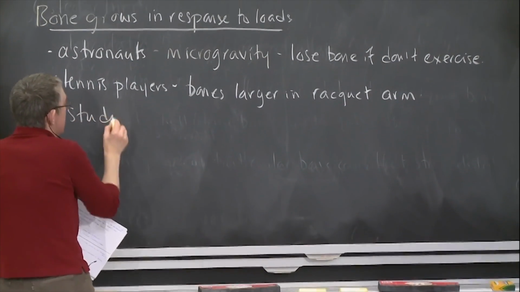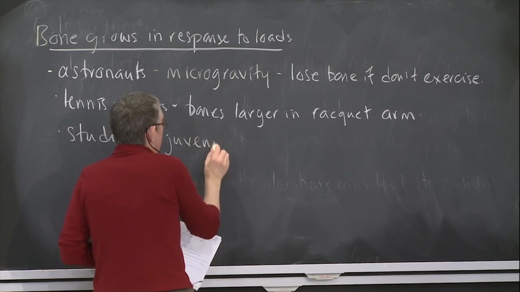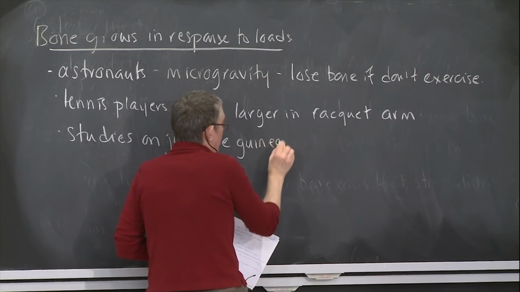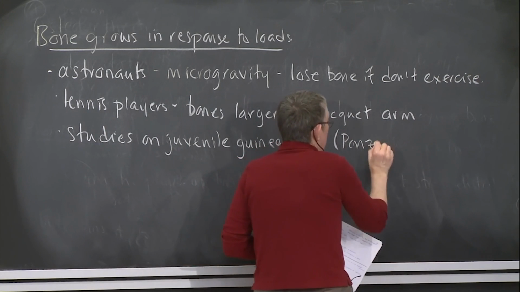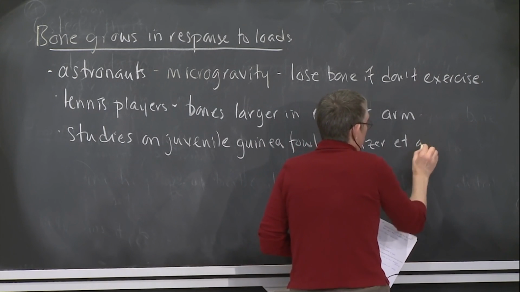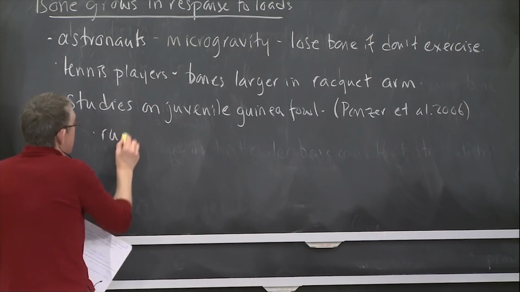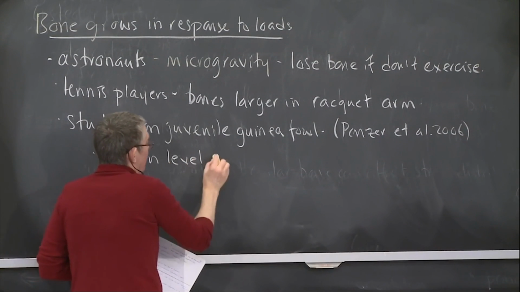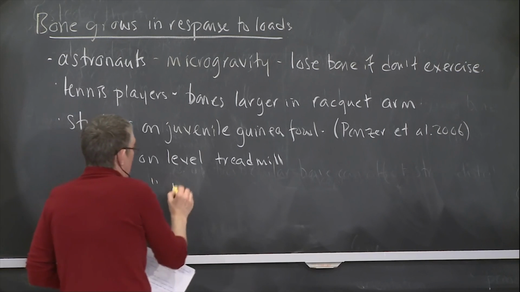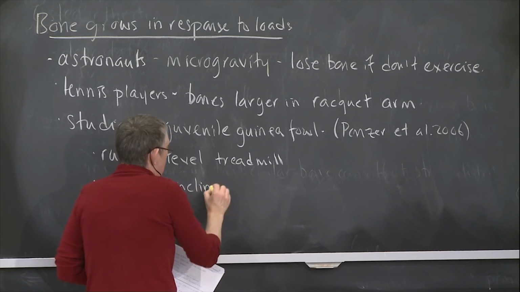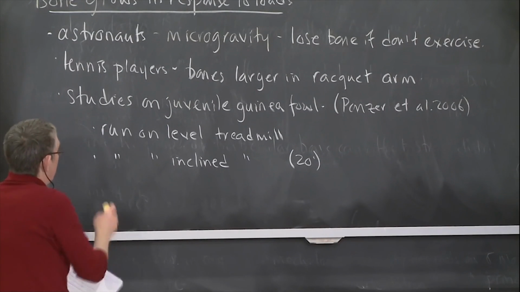And then I'll just write a little bit of notes about the guinea fowl experiments. So this was done in a paper, Ponzer et al., from 2006. They have one set of guinea fowl that run on a level treadmill. They have another set that run on an inclined treadmill, inclined at 20 degrees. And then they have a control group that doesn't run on the treadmill.